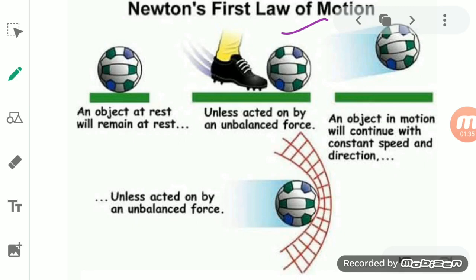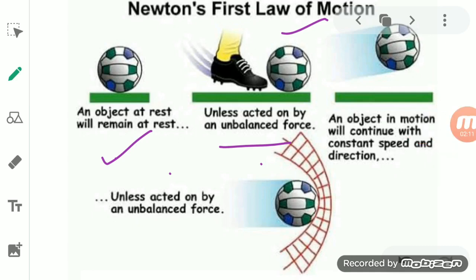So basically Newton's first law of motion states that a body at rest will remain at rest, and a body in motion will continue in motion in a straight line with a uniform speed, unless it is compelled by an external force to change its state of rest or of uniform motion.